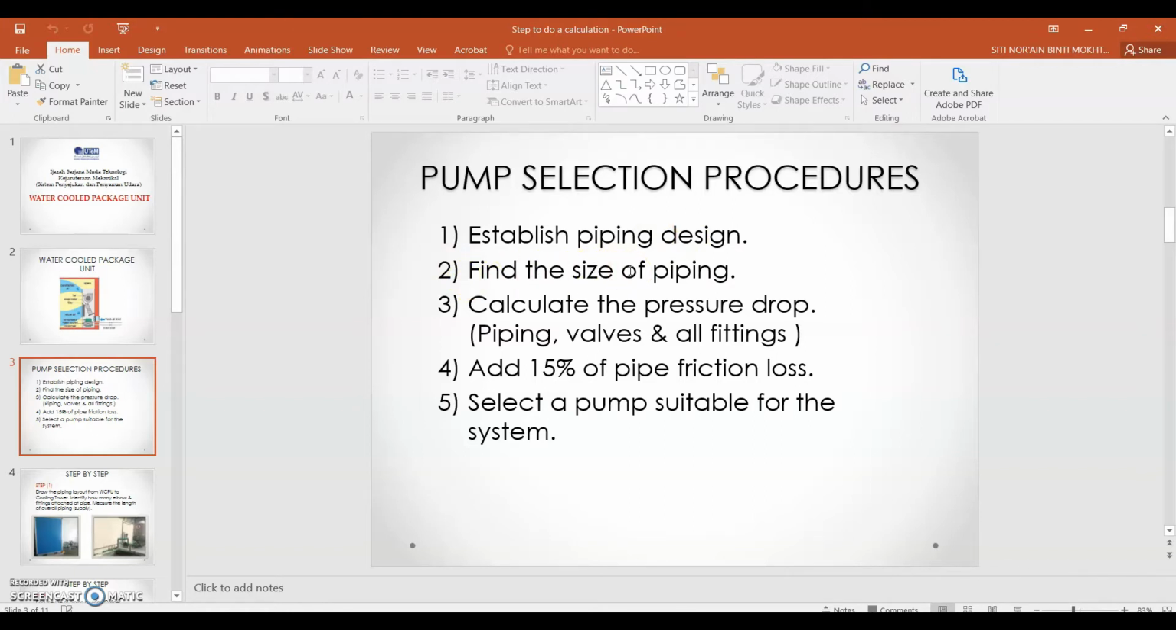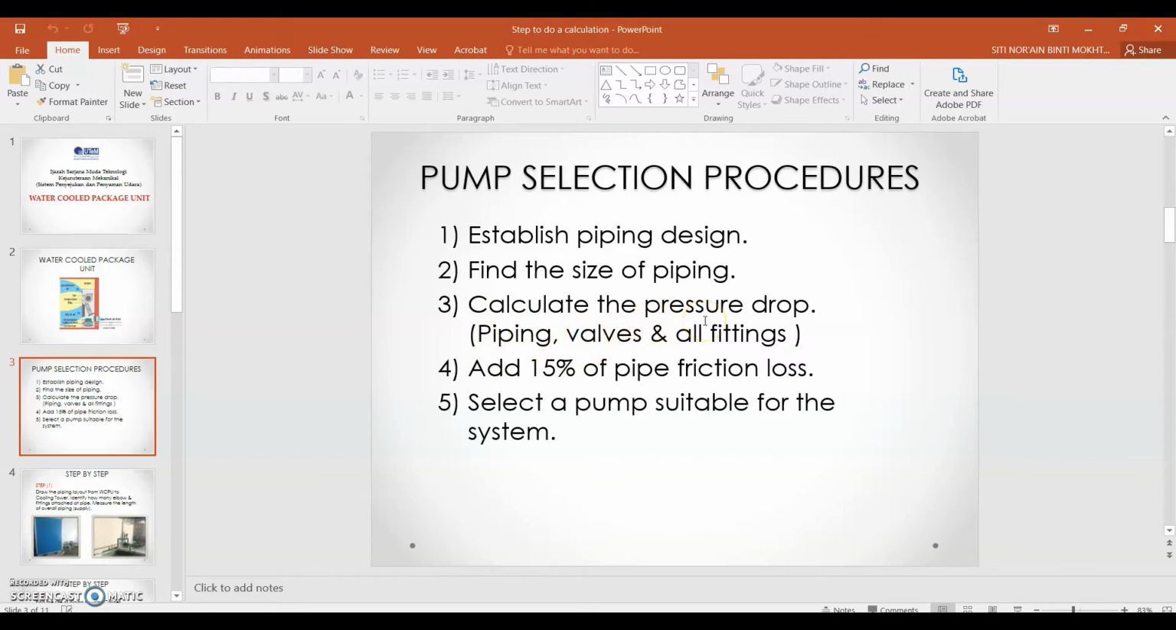I also gave you the piping size, but you need to convert it to inches, because I gave it in millimeters. When using a vernier caliper, the value will appear in millimeters, so you need to convert to inches. The third step is to calculate the pressure drop. You also need to know any valve or fitting attached to the pipe.